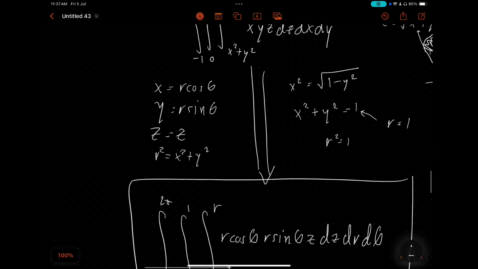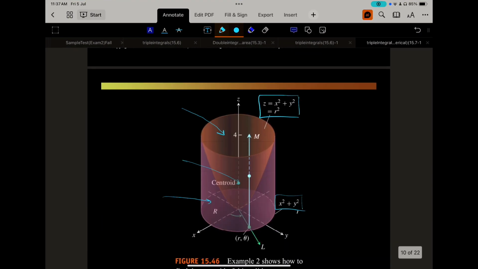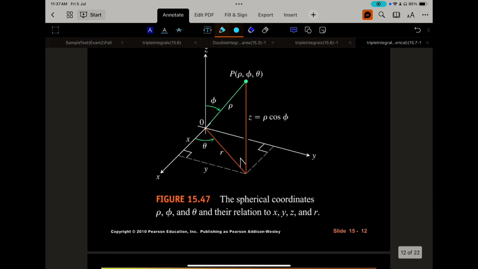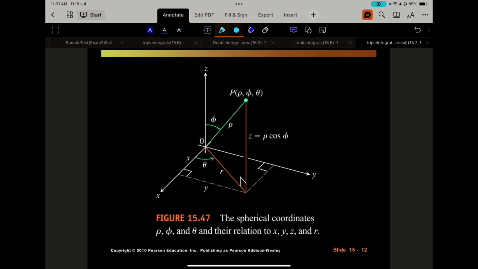Okay, let's see other examples, or if we have anything else that we can go through. These are our examples that we solved. Now we're going to cover the spherical coordinates. What are the spherical coordinates? The spherical coordinates, rho, phi, theta, have a relationship with x, y, z, and also r.